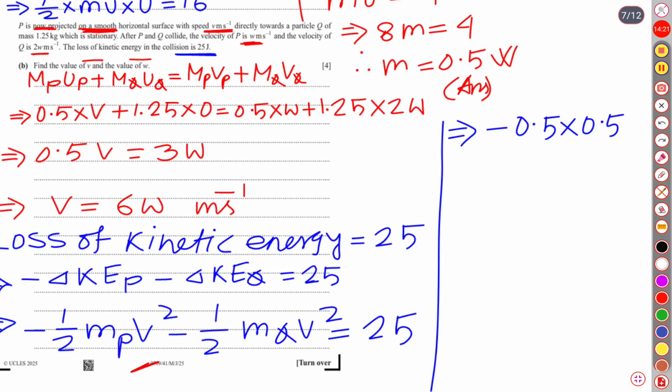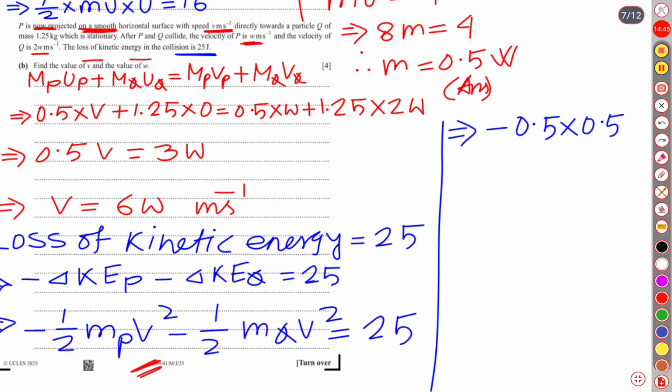Remember, v square means it is not only one velocity. V square means the difference between the square of the final velocity as well as the initial velocity. So this is not one of the velocities, this is the difference between the final and initial velocity. So let us see what was the final velocity of particle p.